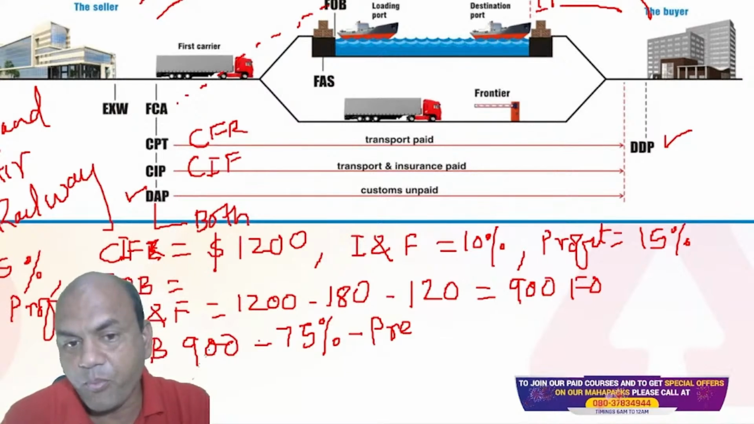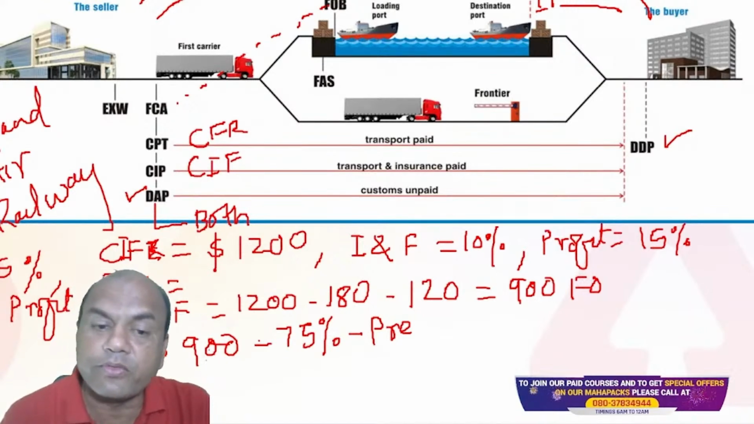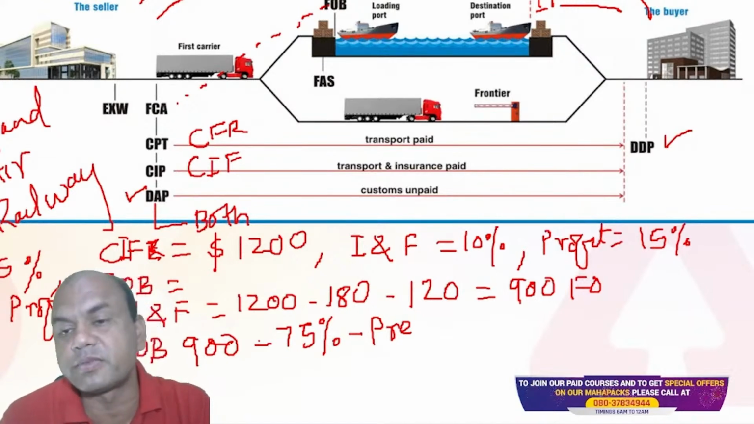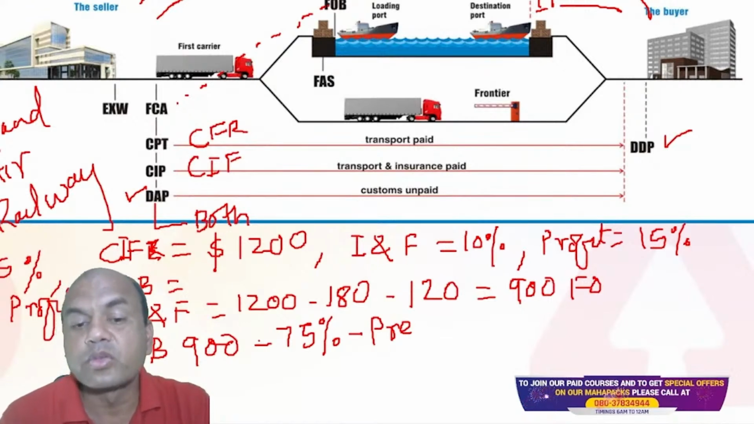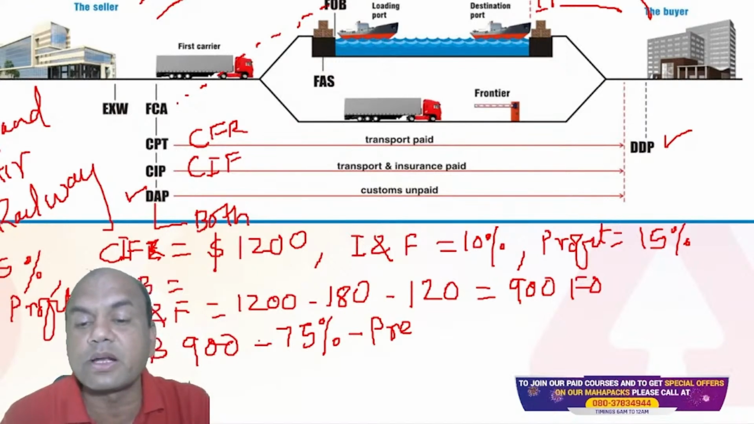Okay. Then, profit is 15%. Find the profit of 15% from this 1200 itself. So 1200 into 15% is 180. Now subtract this: 1200 minus 180 minus 120. So you get 900. So this is the FOB value.